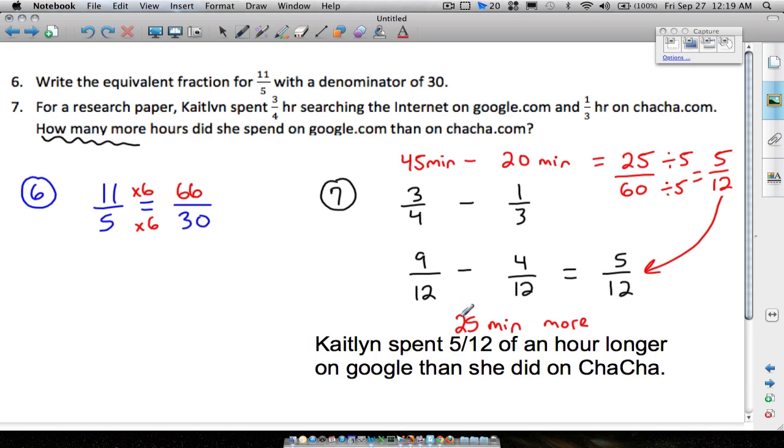Hey, if you would even say 25 minutes longer on Google, either way I'd accept it because, I mean, hey, I'm talking about it right now. Honestly, in my opinion, 25 minutes sounds better than 5/12 of an hour, but hey, I'd accept either one. Maybe you listened to this part, maybe you didn't. Maybe you're happy with the 5/12. It's up to you.